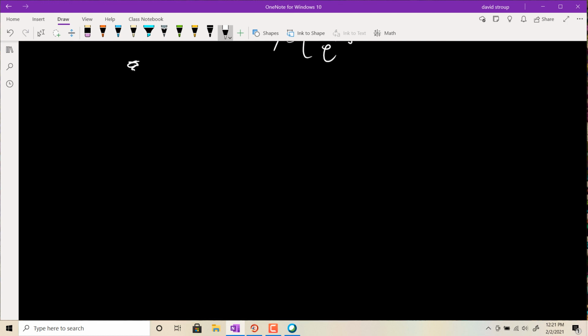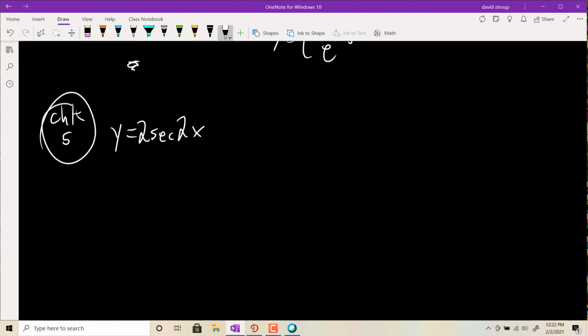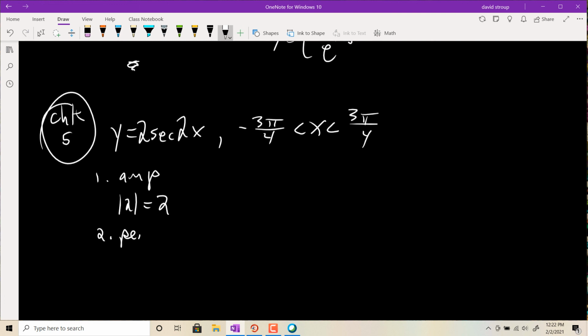The last question we want to look at is a secant version. This is checkpoint 5, I believe, in the book. Y equals 2 secant 2x, and they want you to graph it between negative 3 pi over 4 and 3 pi over 4. Okay. So again, you just proceed as if you're graphing. In this case, because we're working with secant, you proceed as if you're graphing cosine. So your amplitude, the absolute value of 2, is 2. Secondly, your period. It doesn't look like there's a phase shift, so I'm not going to worry about that.